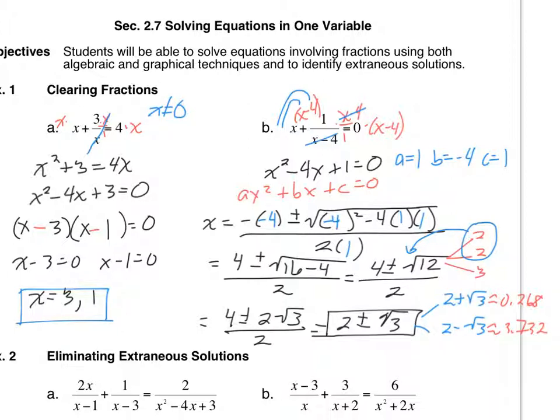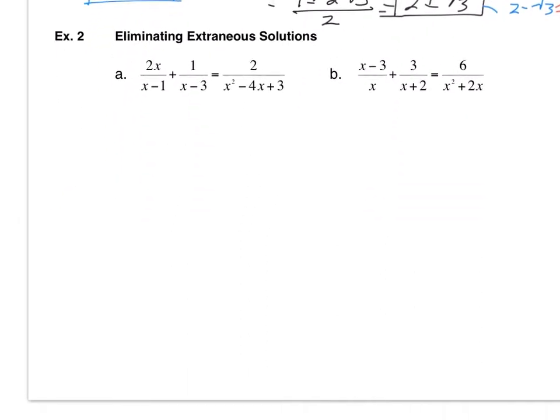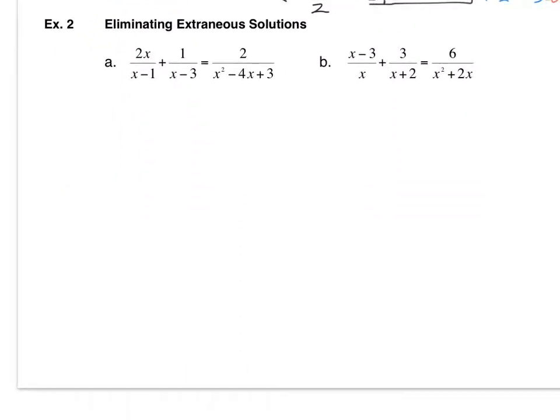What is the restricted value for x in this problem? What can x not be? X cannot be what? 4. 4 was not one of our answers, right? So we don't have to worry about any extraneous values. So let's go ahead and look at example number 2. These ones do have extraneous solutions, and they're a little bit more complicated.